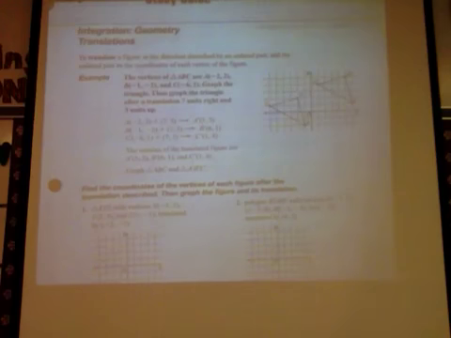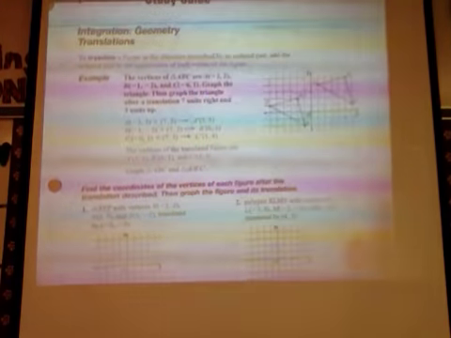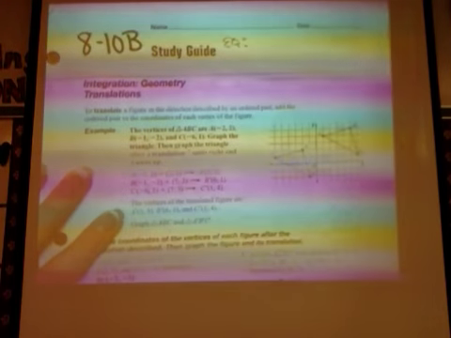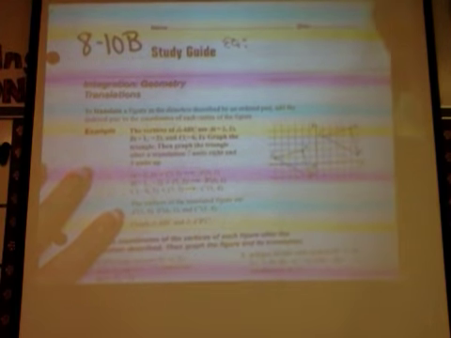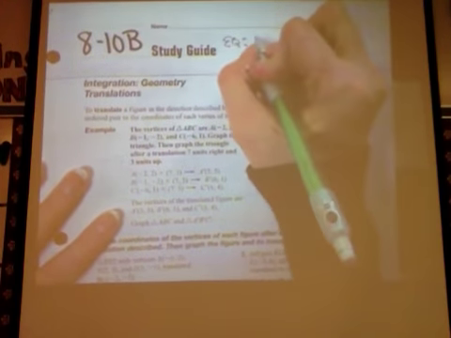810B, and today we're going to be talking about translations. Translations are different from reflections in the way the shape moves. They're both called transformations. Okay, your essential question. Your essential question is, how is a translation similar to sliding?